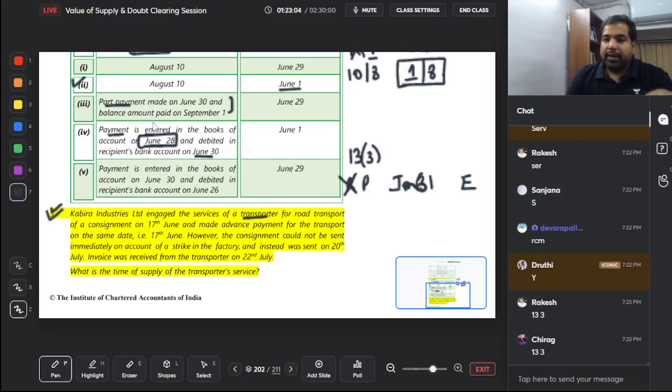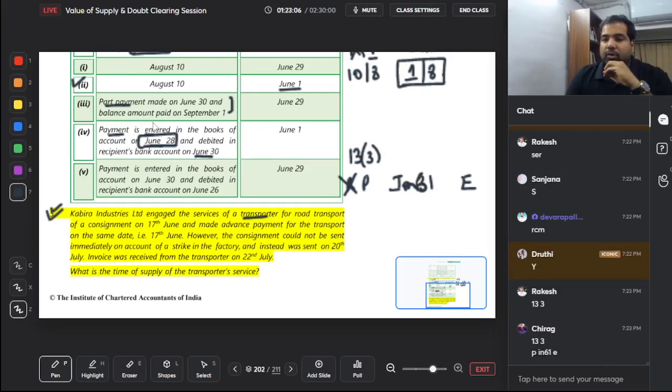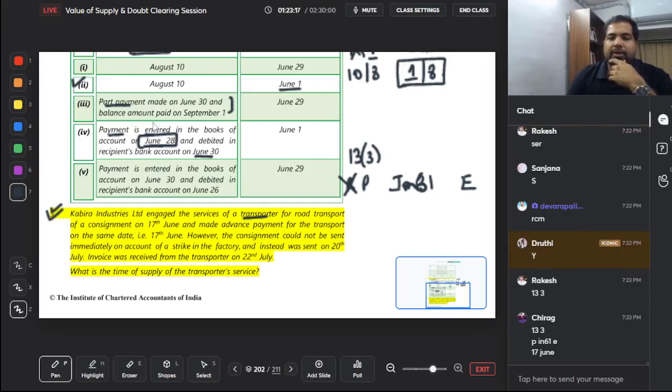Please now don't read the entire sum guys. This is so easy. You don't have to read the entire sum. Just find out the payment date. What is the payment date? No problem if you go wrong. Please tell me the payment date guys. 17 June.